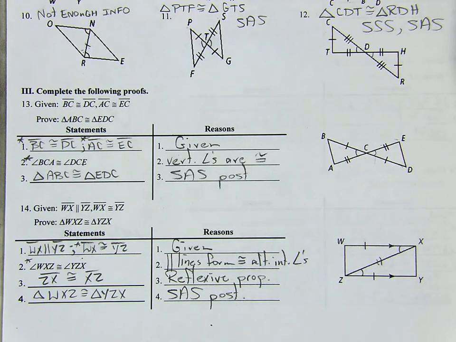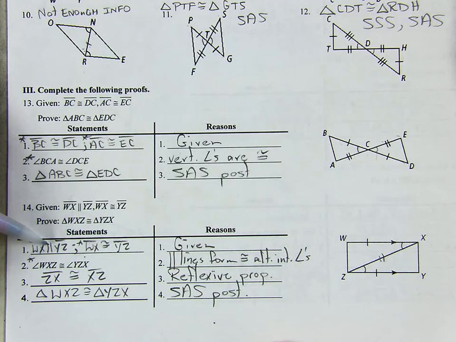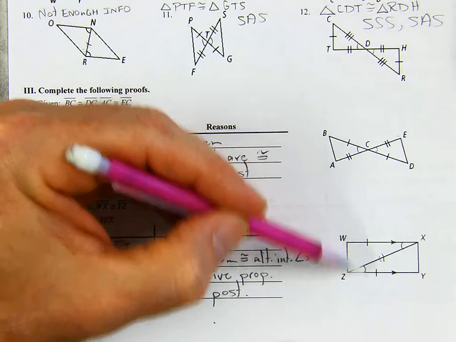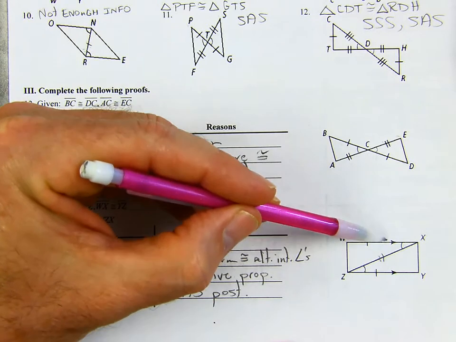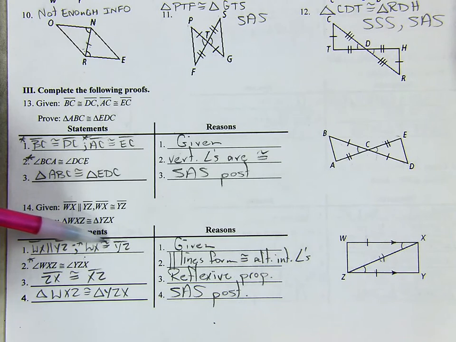All right, the next proof. Here's the picture. Here's the given. The given tells us that we have 2 segments that are parallel. WX is parallel to YZ, and they're congruent. So notice they've marked them congruent. They've marked them parallel with the arrows, okay? Now, that they're congruent, that's one of the pieces of information I need, but I need 2 other pieces. And here they're giving us a hint.